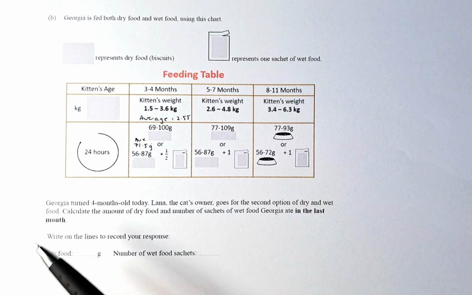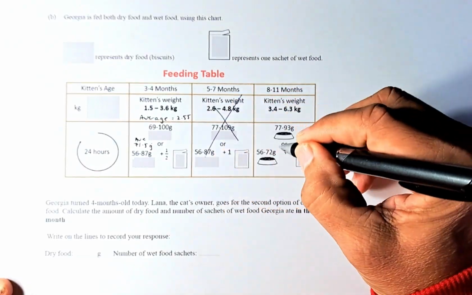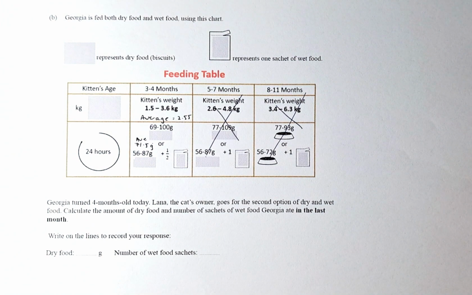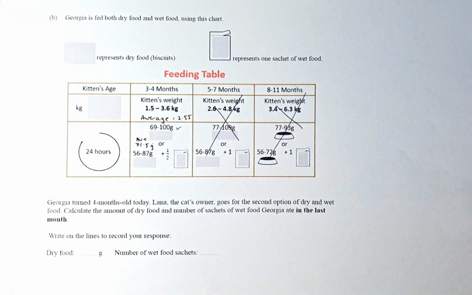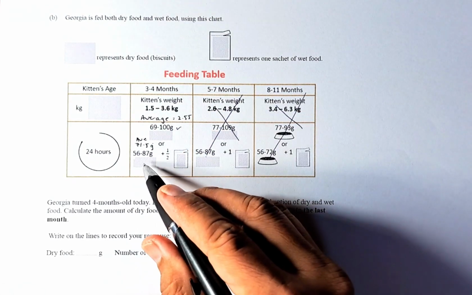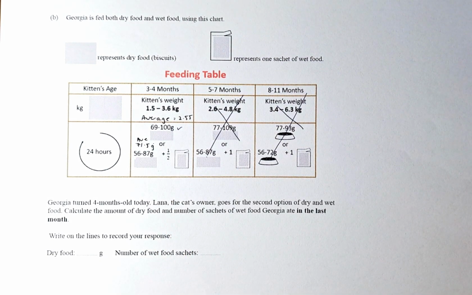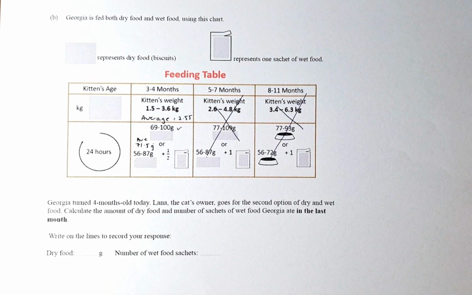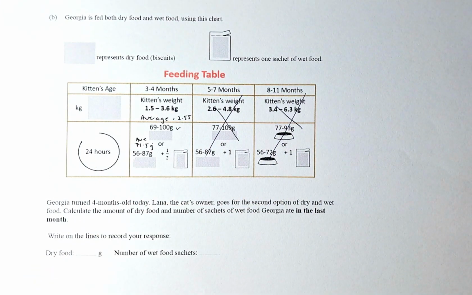We know Georgia turned 4 months old today. So we have to look in this table here, because we can ignore this and this, because it's 4 months old. Lana, the cat's owner, goes for the second option for dry and wet food. He could either take the first option, which is between 69 to 100 gram, or the second option, which is in the tables below. Calculate the amount of dry food and number of sachets of wet food Georgia ate in the last month. So we'll be in this column, because it's 4 months, and last month will be slightly less than 4 months.